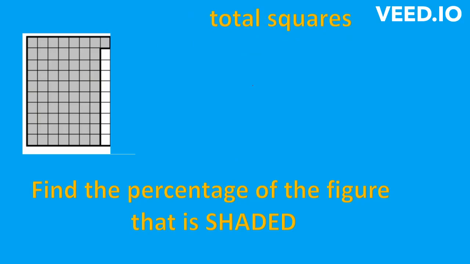So suppose I have 80 squares here. The total number of squares is 80, of which 71 are shaded. So can you now tell me the percentage of the total figure that is shaded?